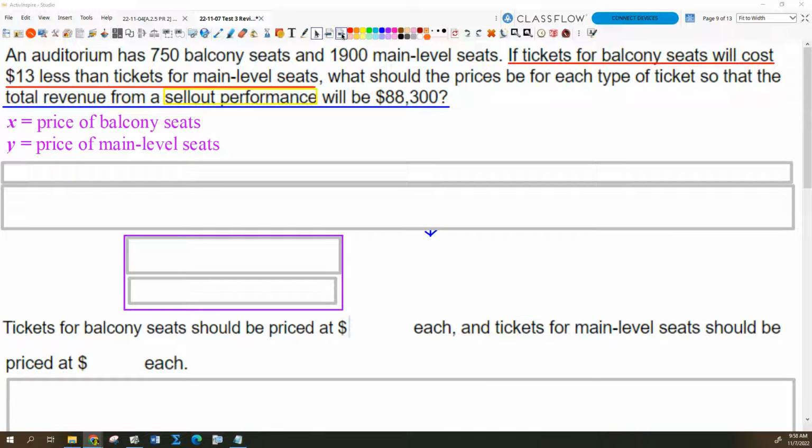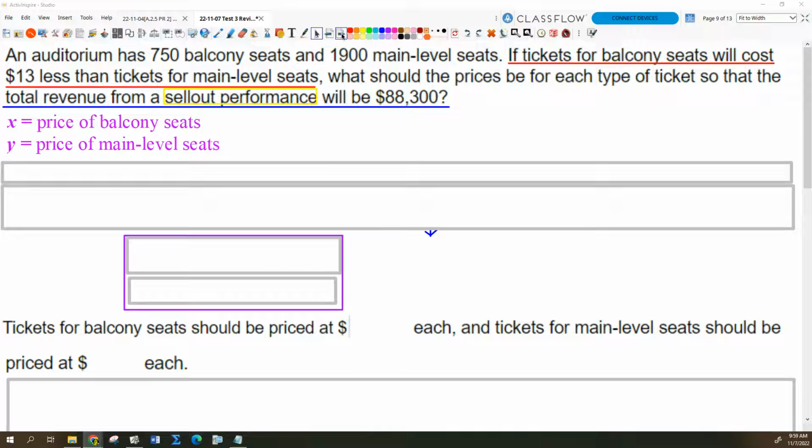Okay, how about this? You'll have access to the graphing calculator on this one too, but we've got to be able to set it up. An auditorium has 750 balcony seats and 1,900 main level seats. If tickets for the balcony seats will cost 13 less than tickets for the main level seats, what should the prices be for each type of ticket so that the total revenue from a sellout performance, what's that mean? What's a sellout mean? All the seats are sold, will be 88,300.